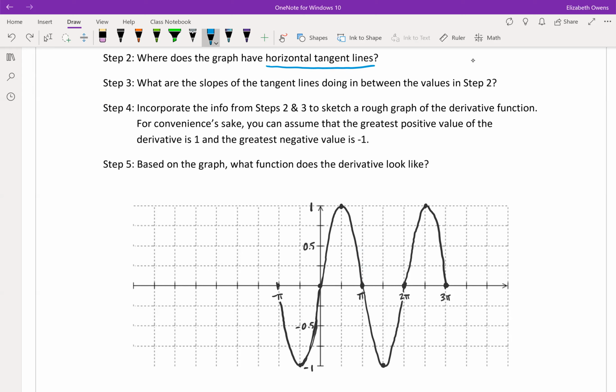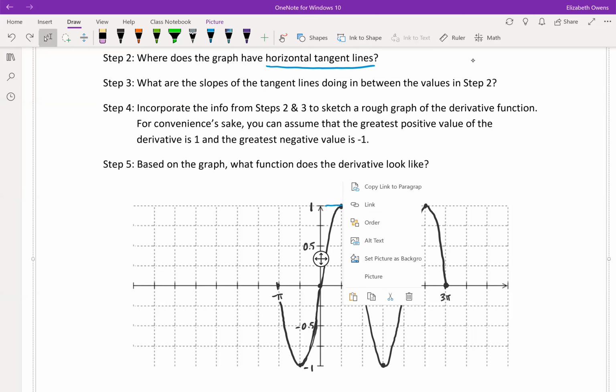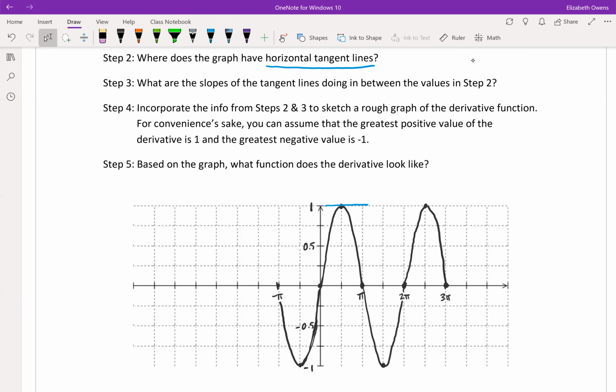A horizontal tangent line would show up like here. It would show up down here. There's a nice horizontal tangent. Here's a nice horizontal tangent. There's one. And those are the only ones that are going to show up on this portion of the sine graph. If we kept going for more periods in either direction, we would get more horizontal tangent lines, but that's what we've got for right now.